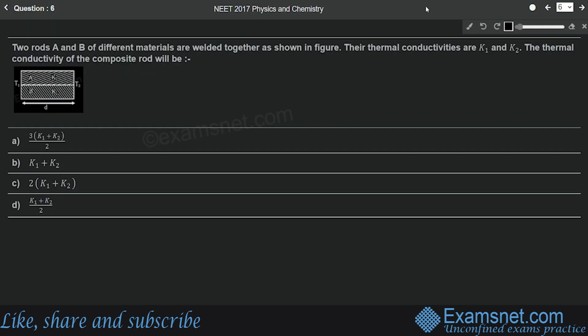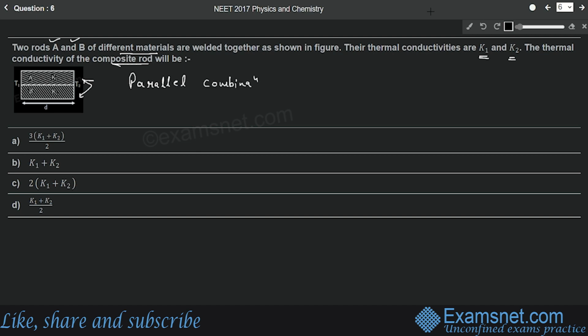Okay. Now question number 6 is from the chapter Thermal Properties of Matter, and the question is, two rods A and B of different materials are welded together as shown in figure. Their thermal conductivities are K1 and K2. The thermal conductivity of the composite rod will be. Okay. So here we can see that these two rods are in parallel combination.